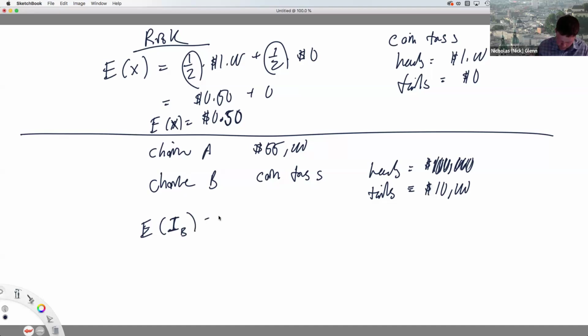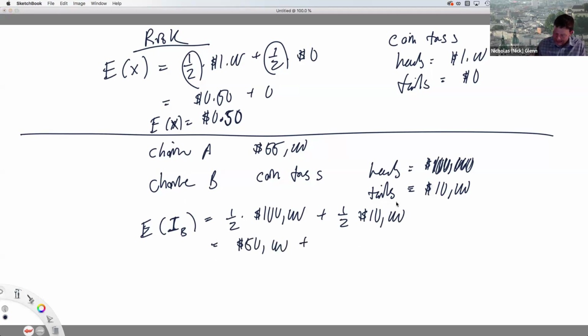Okay, so there's a 50% chance you get $100,000. And there's a 50% chance you get 10,000. So what we're going to say is this is 50,000, 1/2 times 100,000. 1/2 times 10,000 will be 5,000.